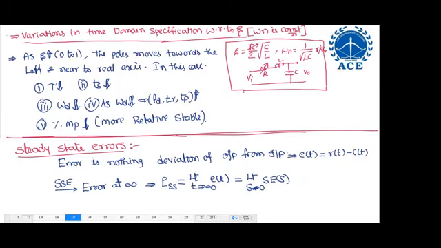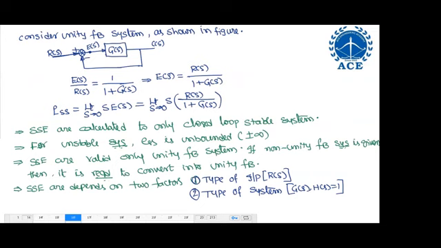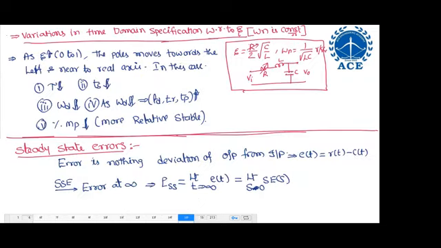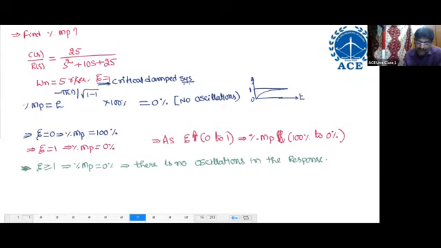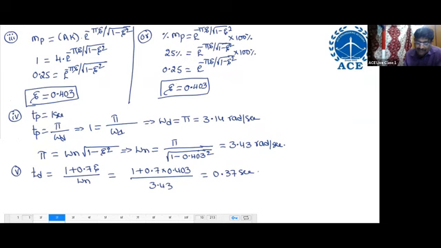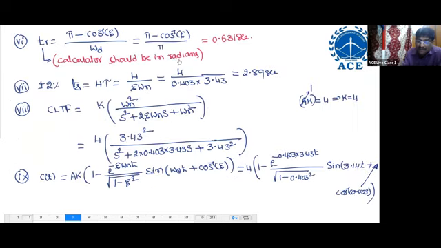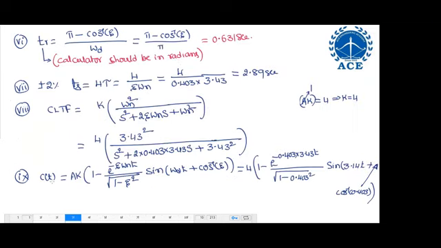Yes, sir. Like you said, maximum peak overshoot. You follow the procedure, but you are doing the wrong analysis. You want to substitute TP here. Yes, sir, I was just substituting TP. What will you get? Tell.